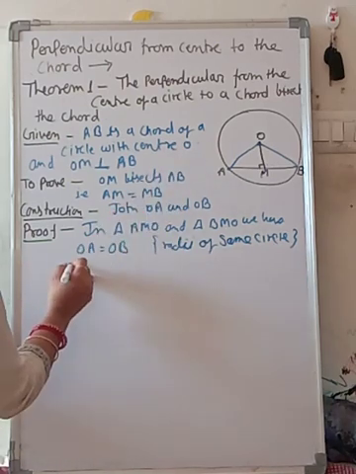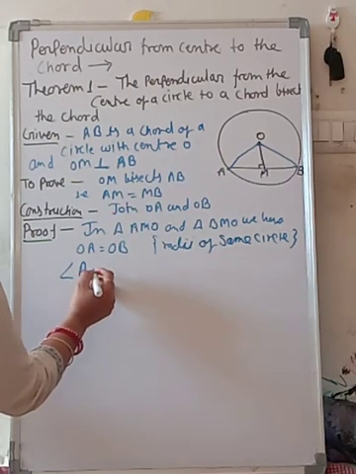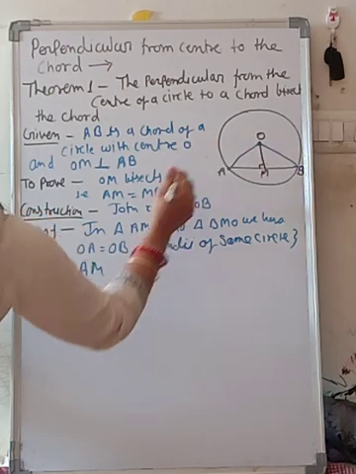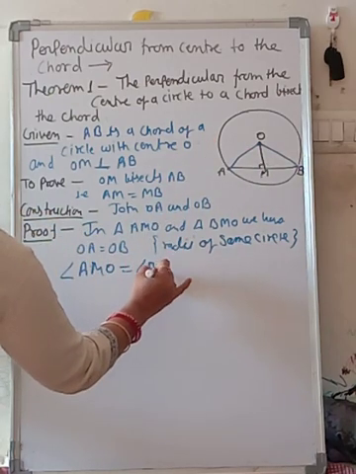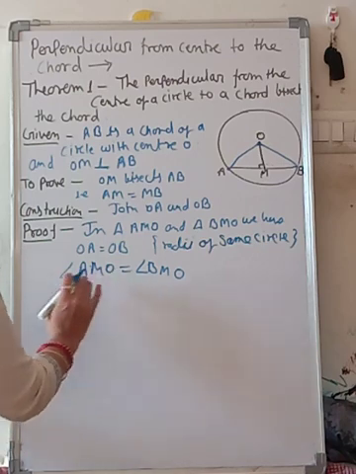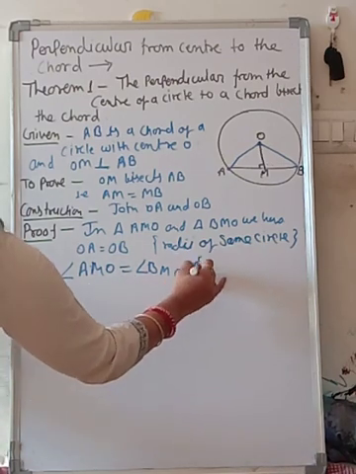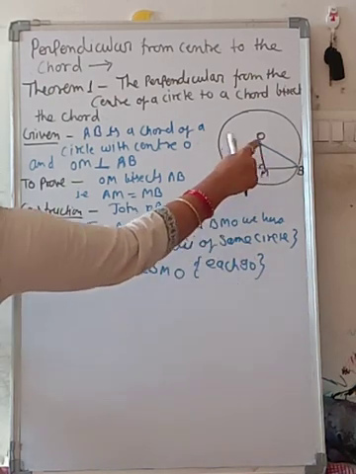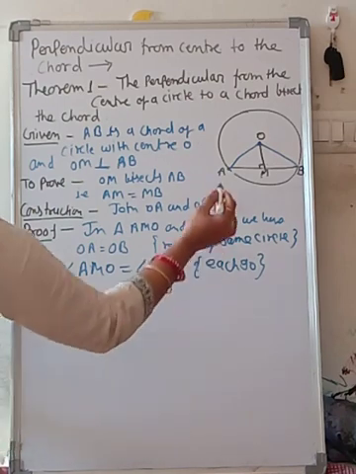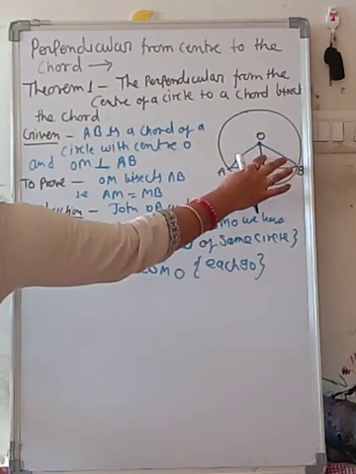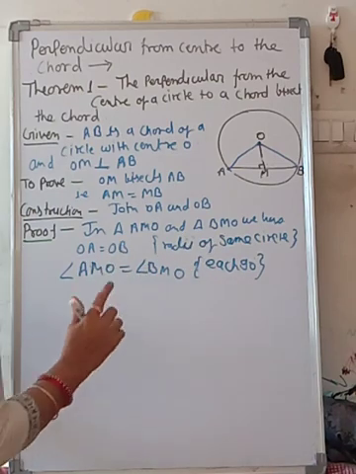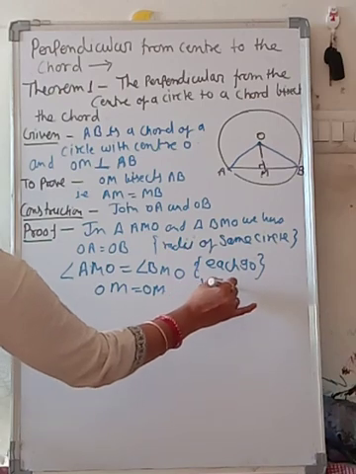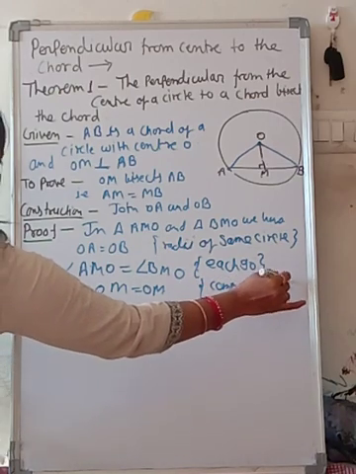Now here we are given angle AOM. So write down here angle AMO. Angle AMO is equal to angle BMO. Here write down each is 90 degrees because OM bisects the line segment AB. So AMO and BMO, each angle makes a 90 degree angle. Now the third is OM equal to OM. This is the common side.